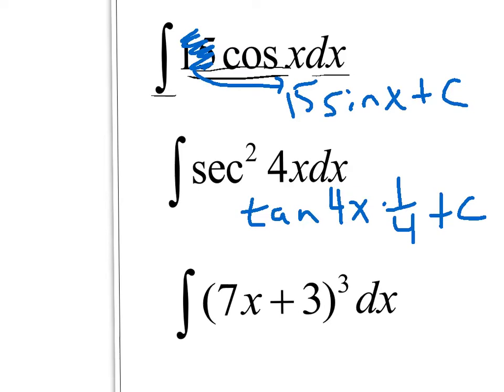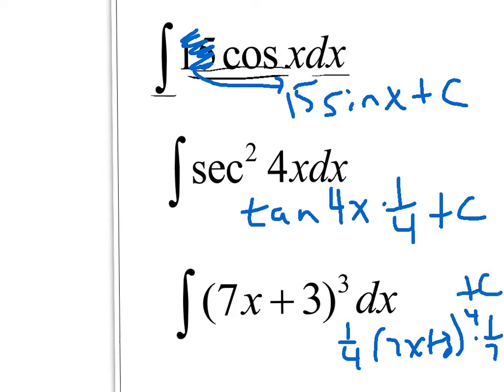Next problem is an anti-chain rule problem where you have to antiderive the outside with respect to the inside. So this would be 1/4, leave the inside alone, to the 4th power. And then you have to divide by the derivative of the inside, which is times 1/7, and don't forget the plus c. So 1/4 the quantity 7x plus 3 to the 4th power, times 1/7 plus c.